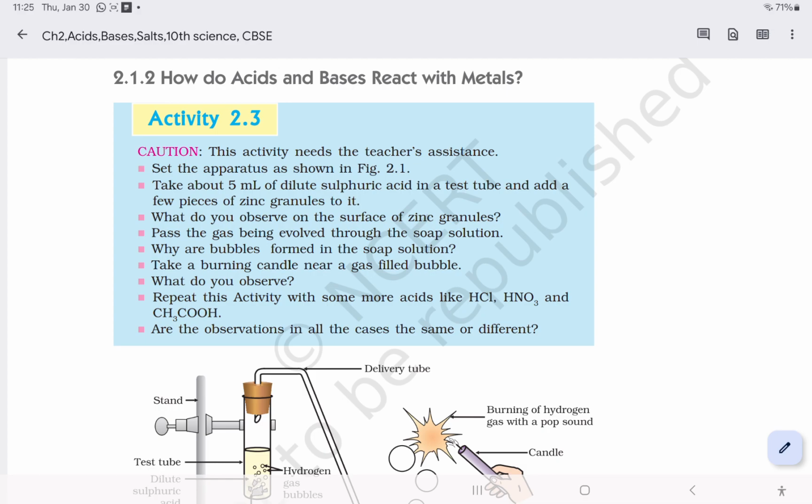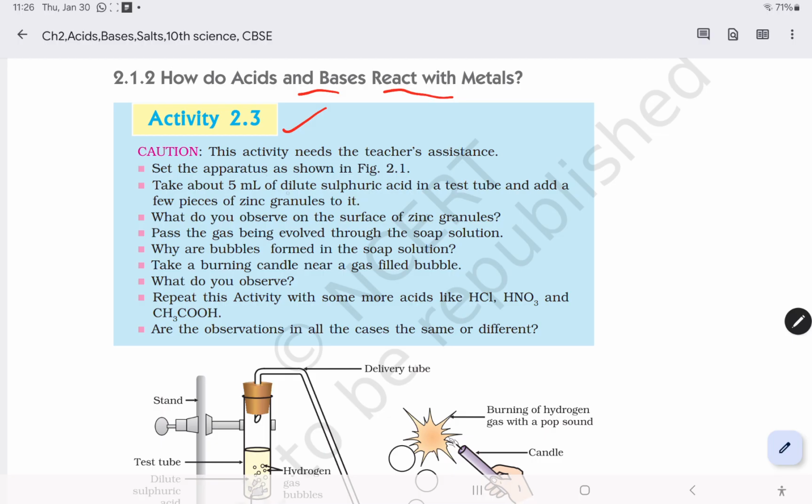Hello children, in today's lecture we are going to discuss how acids and bases react with metals. To understand this concept, we have different activities. In the first activity, we are going to learn how an acid reacts with a metal.